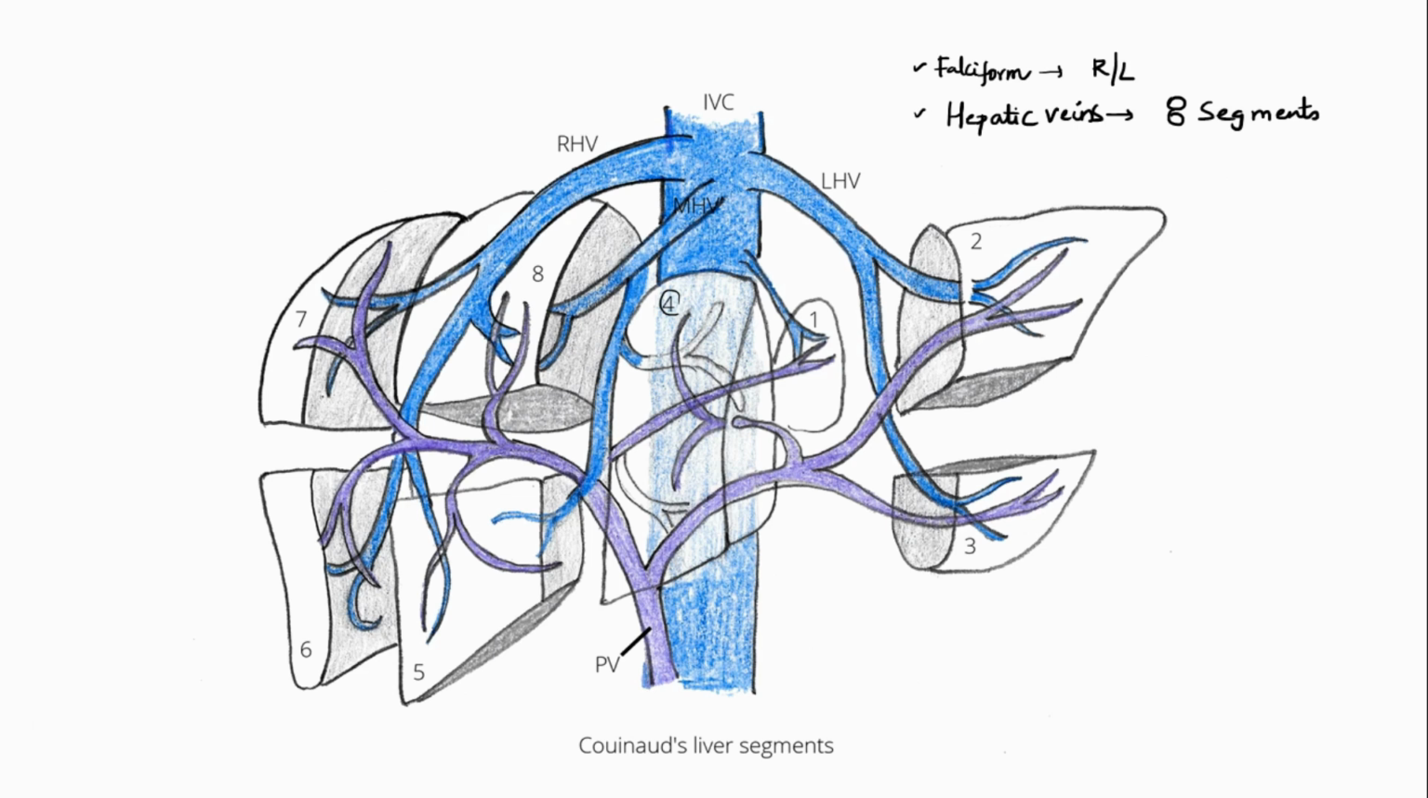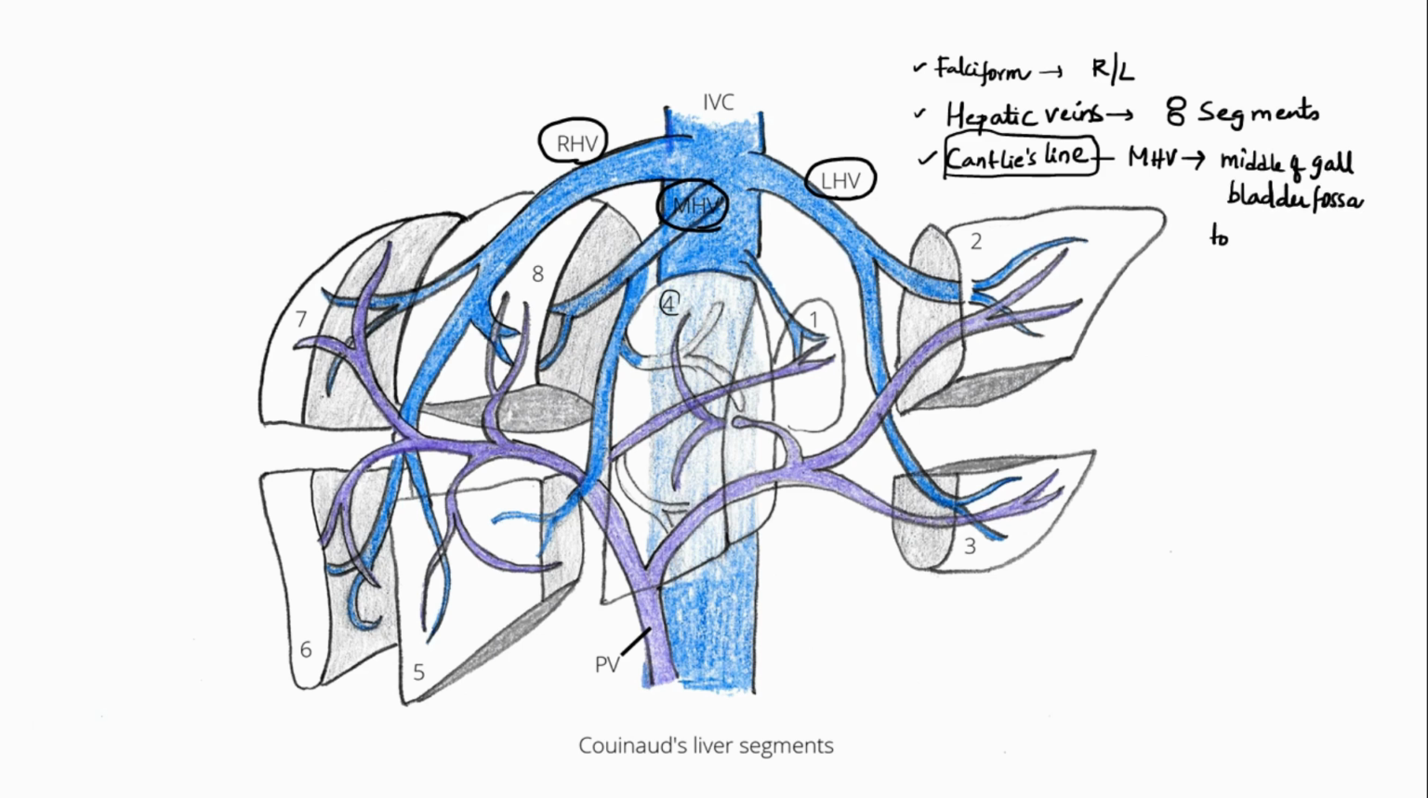Okay. And what is that? The right hepatic vein, middle hepatic vein, and left hepatic vein are the 3 veins which are dividing these into 8 segments. Next important point when it comes to Couinaud's segmentation is, we have a line called Cantlie's line. Very important MCQ. What is this Cantlie's line? Cantlie's line is formed by the middle hepatic vein. Okay, and this line extends from the middle of the gallbladder fossa to the IVC, inferior vena cava.